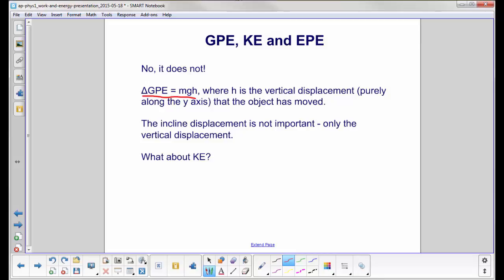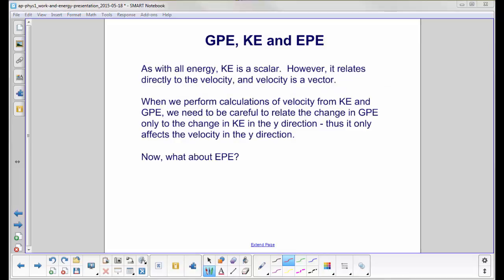How about the kinetic energy? Kinetic energy is a scalar. However, it relates directly to the velocity, and velocity is a vector. When we perform calculations of velocity, when we're given the kinetic energy and gravitational potential energy, we need to be very careful to relate the change in gravitational potential energy only to the change of the KE in the y direction. Thus, it only affects the velocity in the y direction. So you can change your kinetic energy in the x direction all you want. It will have no impact on the gravitational potential energy.